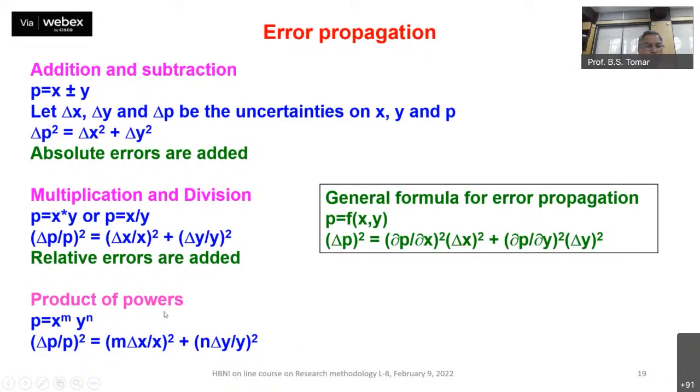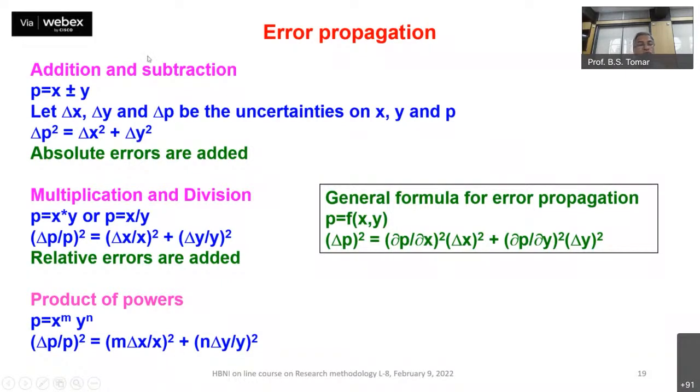Then the products of powers. So let us say p equal to x raised to m and y raised to n. Then here (delta p by p) squared is (m delta x by x) squared plus (n delta y by y) squared. So again, you can derive the error on the derived quantity from the measured quantities.